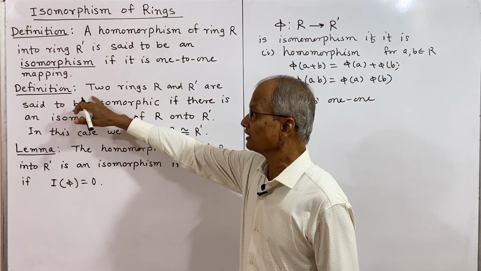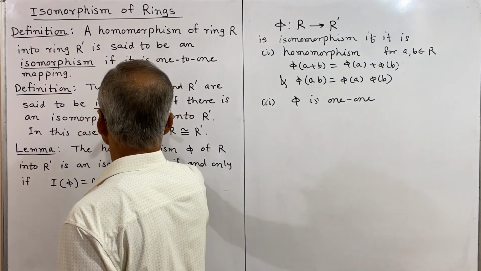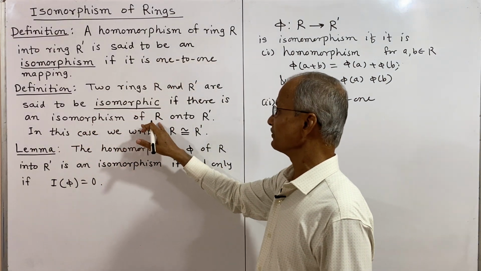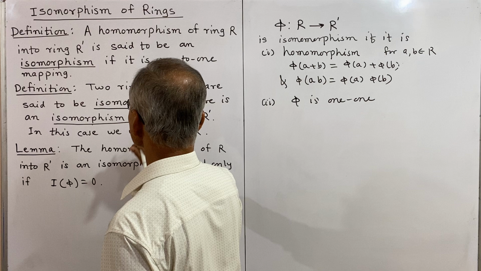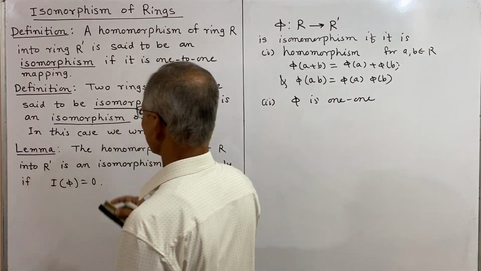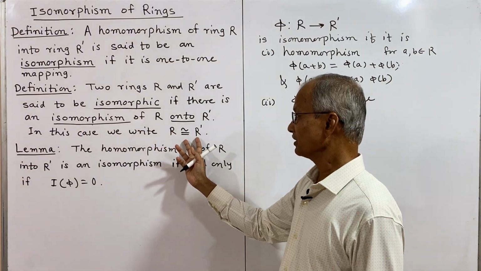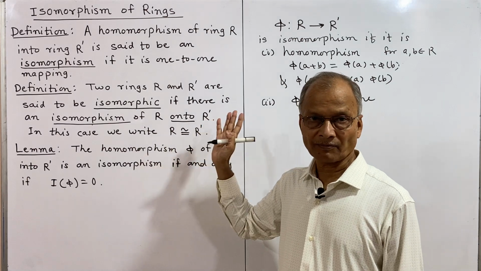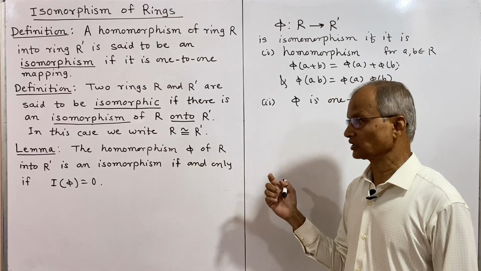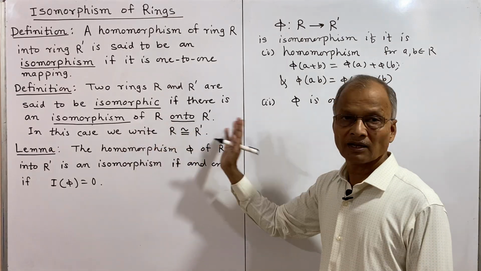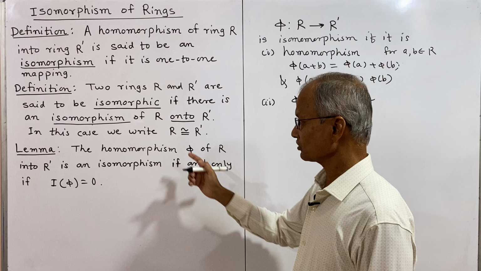Next, a definition about two rings. When are two rings said to be isomorphic? If there is an isomorphism between two rings and it is also onto, then an isomorphism must be there. In this case we write that two rings are isomorphic by this symbol: R is isomorphic with R dash, with the respective binary operations, addition and multiplication, which may be the same or different for R and R dash. So if there is an isomorphism, two rings are said to be isomorphic.